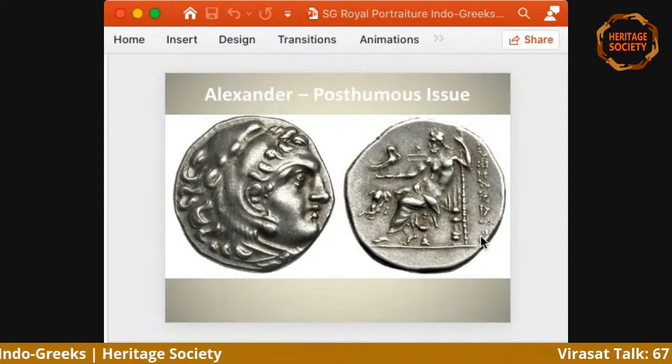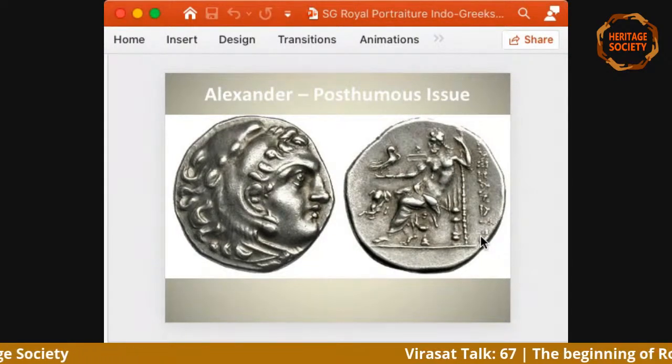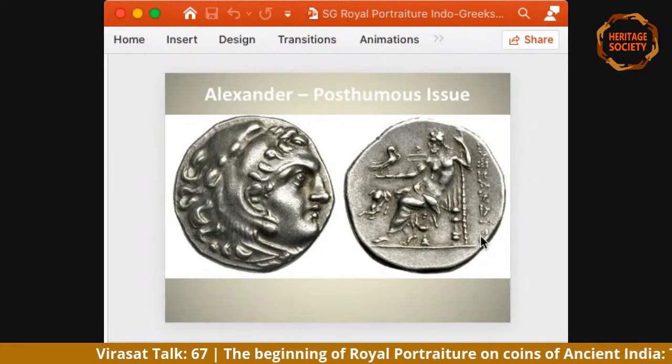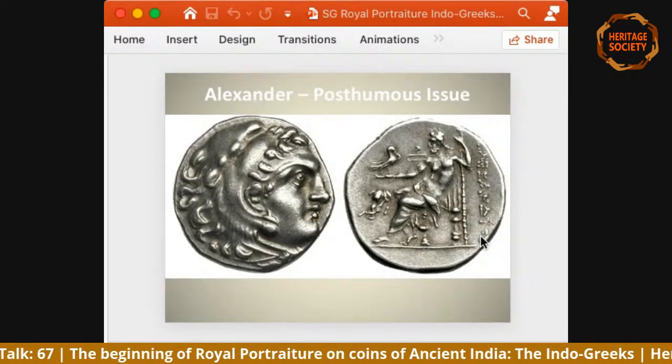Now, when we talk about the concept of divinity, first let me talk about the concept of divinity in Indian traditions.